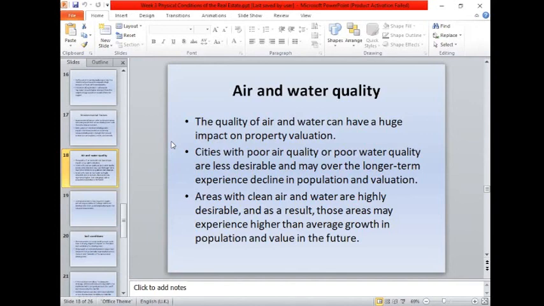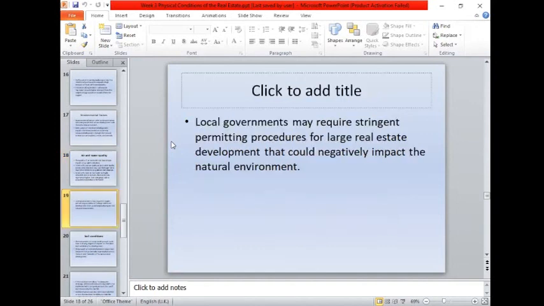Okay, it's very desirable to people. That's why there is an average growth in the population in those areas with clean air or clean properties. And it also affects the value in the future. That's why local governments may require a lot of procedures for a large real estate development that could negatively impact the natural environment. You know what?